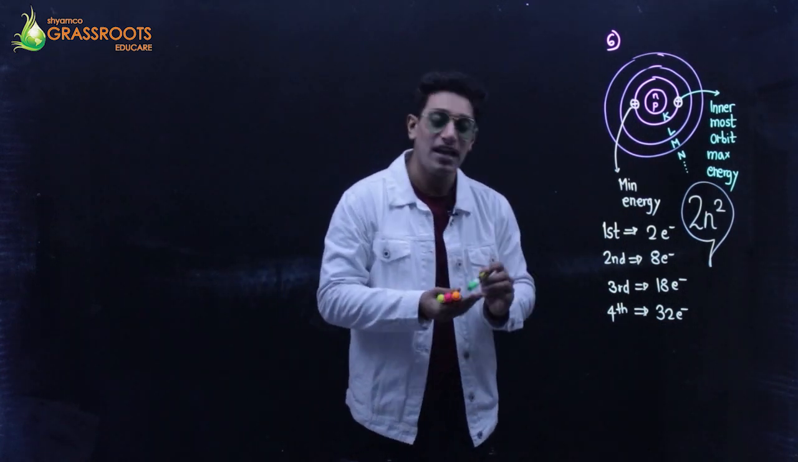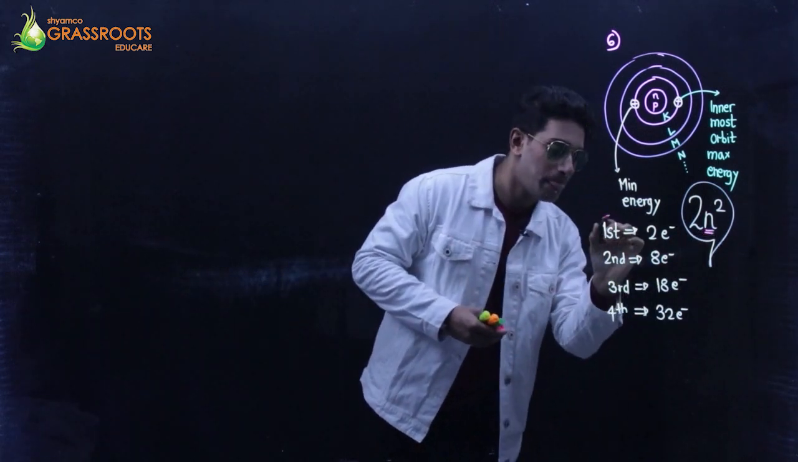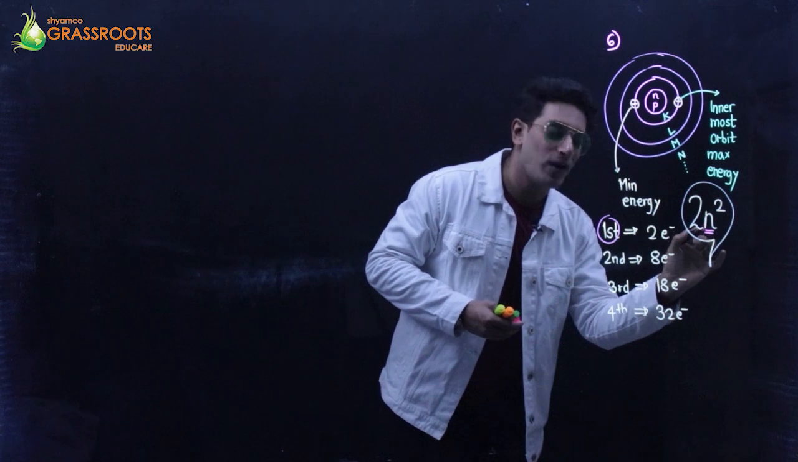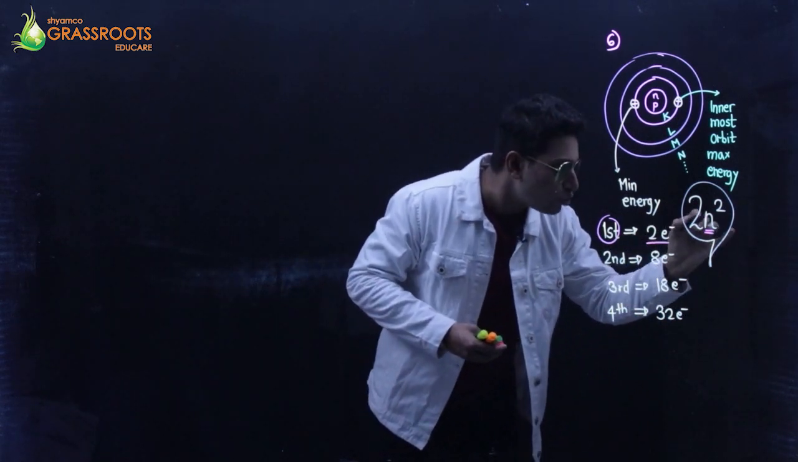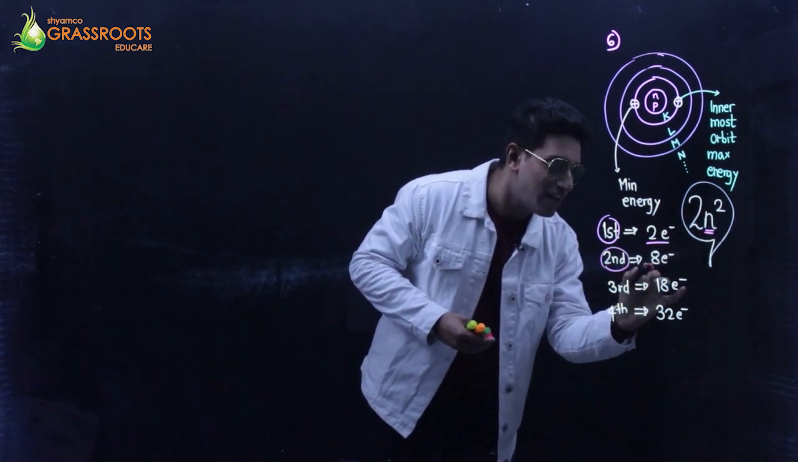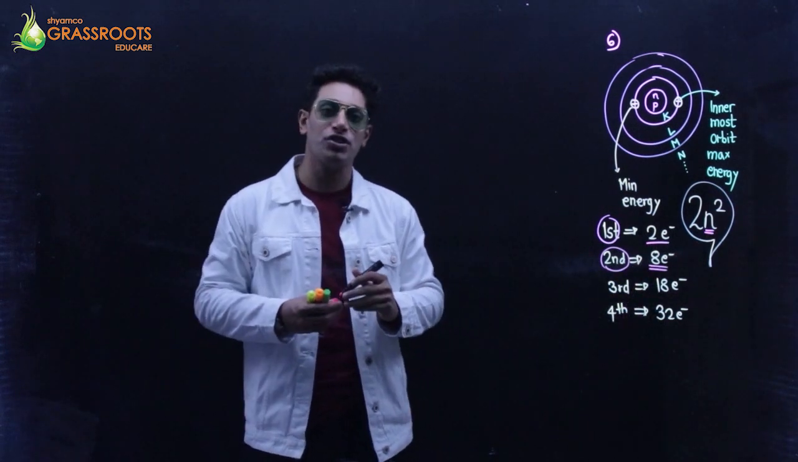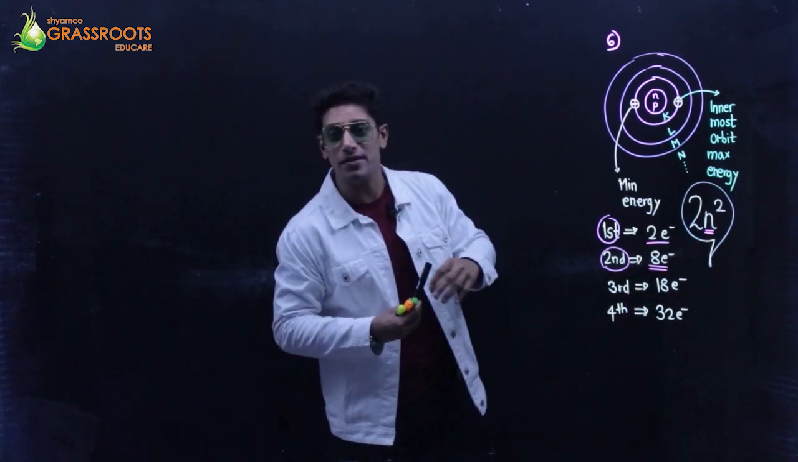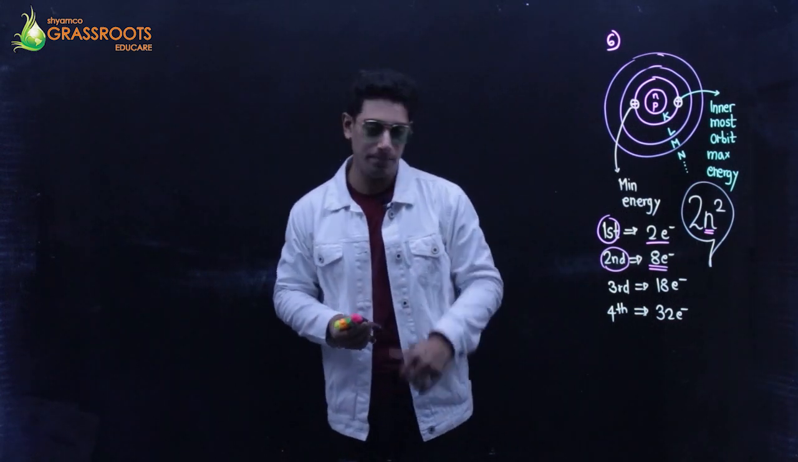For instance, if I substitute n as 1, 2 into 1 square, which is 2. Put n as 2. 2 square is 4. 4 twos are 8. So the second shell has a capacity of 8 and so on. So this formula is very important. It makes me understand the maximum number of electrons a shell can handle.